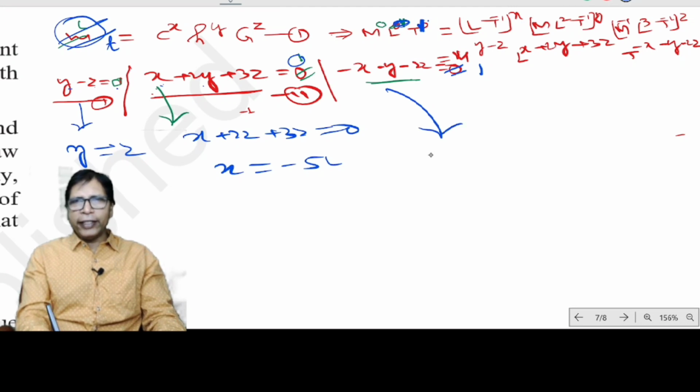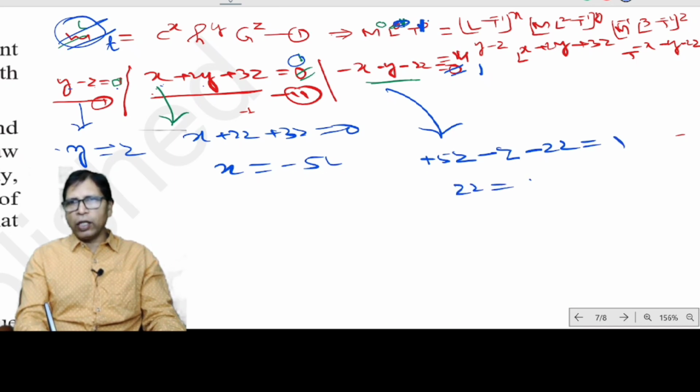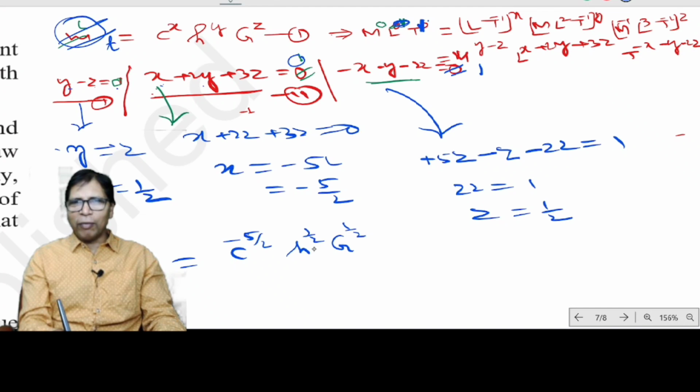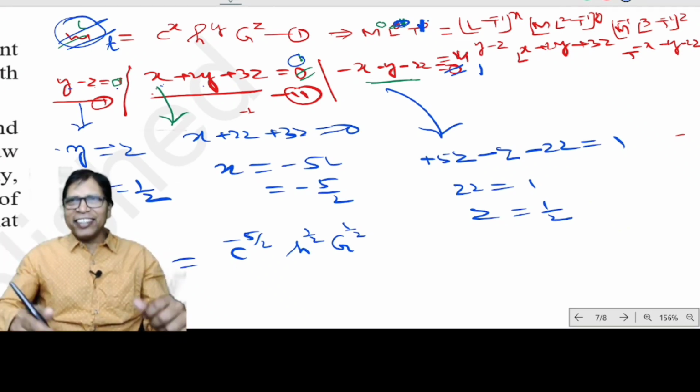Now put here x equals minus 5z. Y equal to z, so minus z, minus 2z equal to 1. So 2z equal to 1, so z equal to half. If z equal to half, x equals minus 5 by 2 and y equal to half. Therefore time T equals c to the power minus 5 by 2, h to the power half, and g to the power also half. Okay, understood? Next.